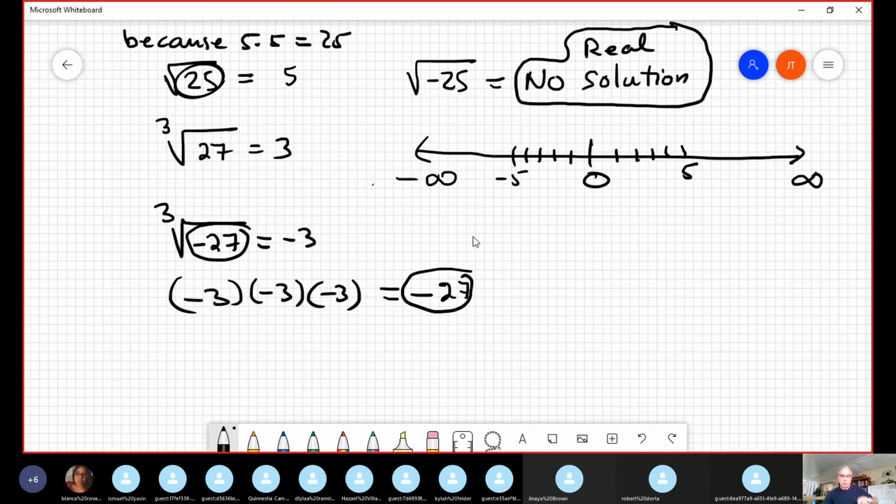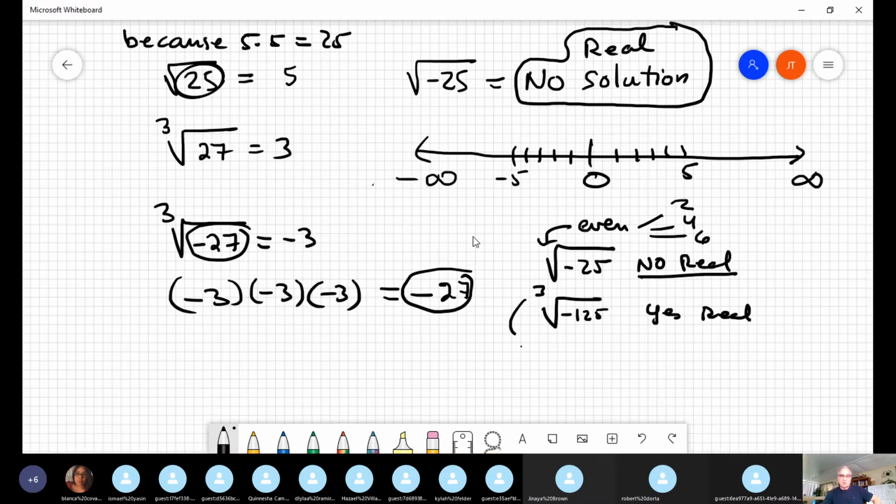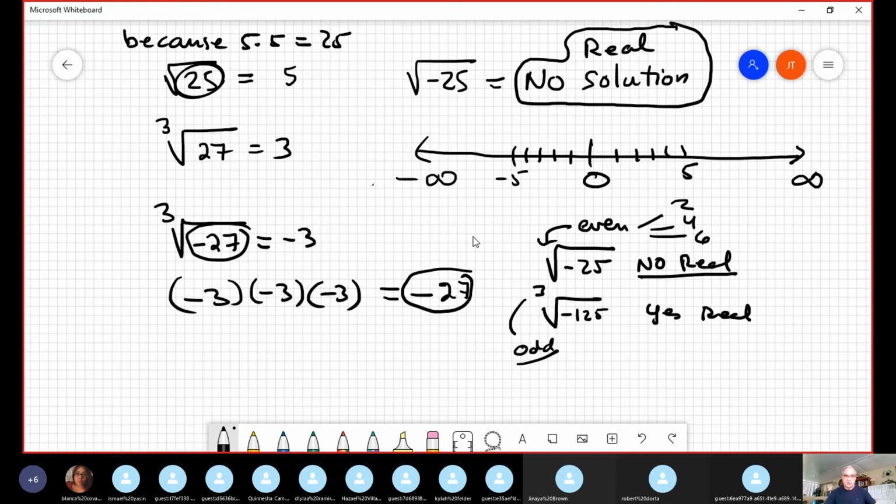Conclusion. When you have a square root of a negative number, not real. When you have a cubic root of a negative number, yes, real. And this is valid for the even index, not only square root, 2, 4, 6, any even number. It's not real. And when it's an odd number, yes, it's real. Do you understand the idea?